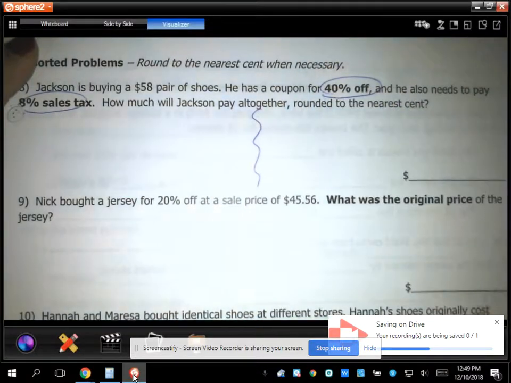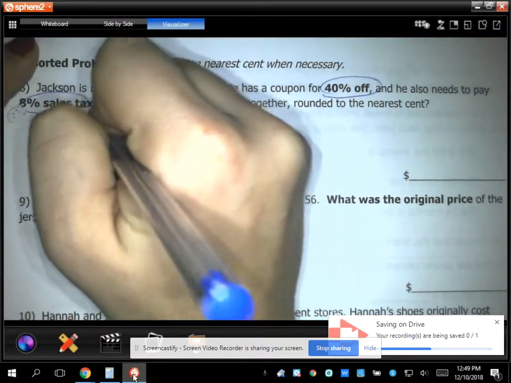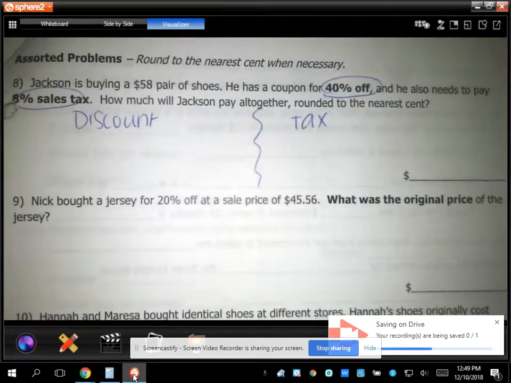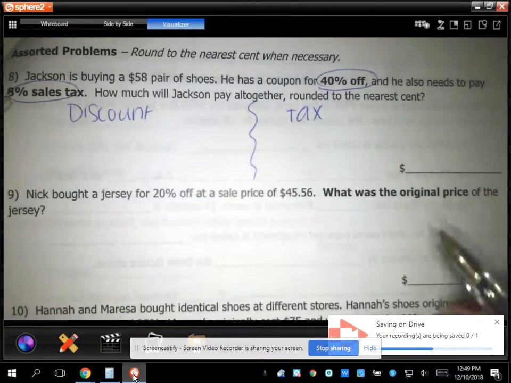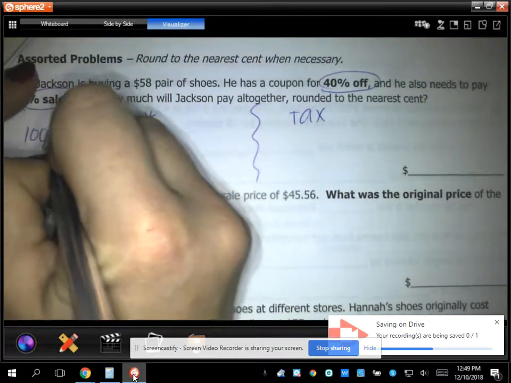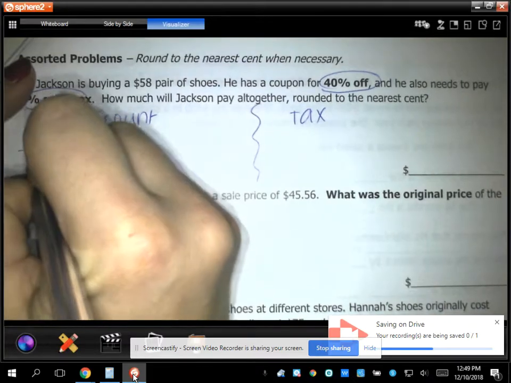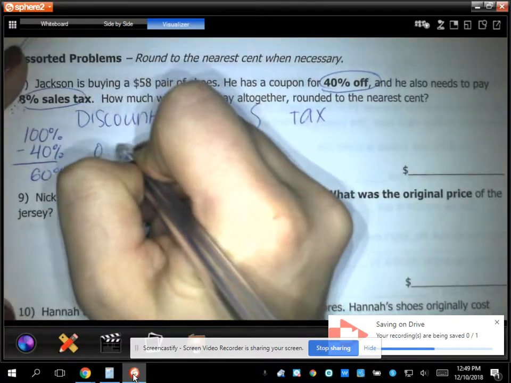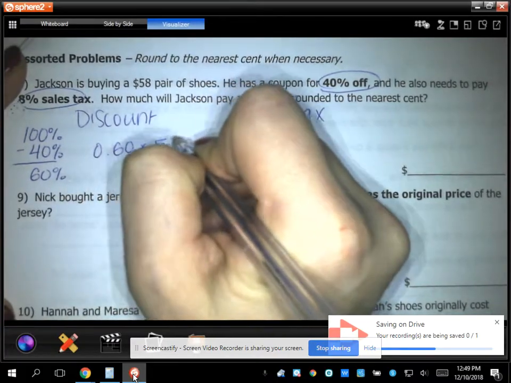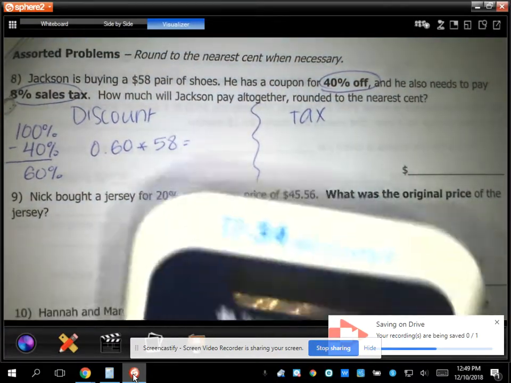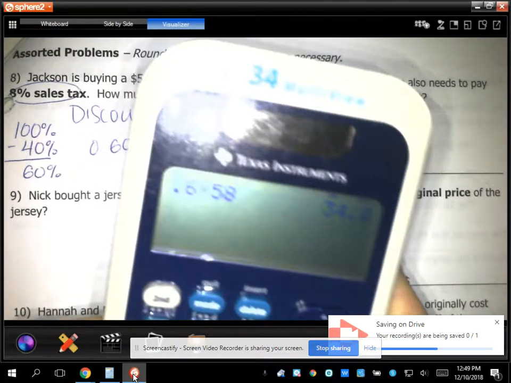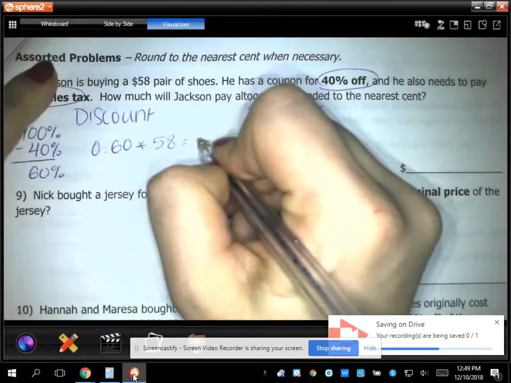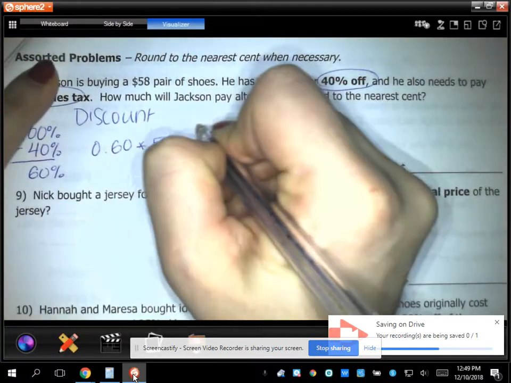Okay, so this is the kind of problem where I have to find the discount price first, and then I have to bring that discount price over here to find tax. So if the coupon is 40% off, I know that I would have had to pay 100%, but now it's 40% off, so I have to pay 60%. So that means I have to pay 60% of $58. So 0.6 times 58, that means that the sales price is $34.80.